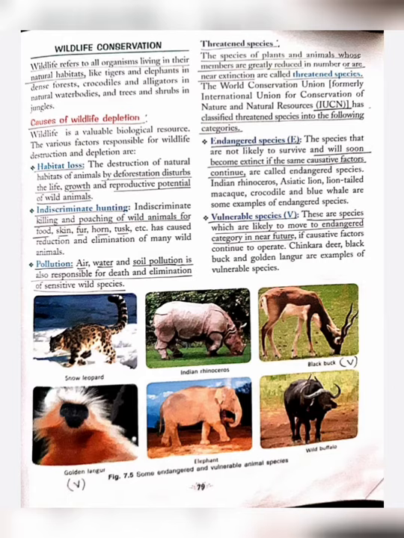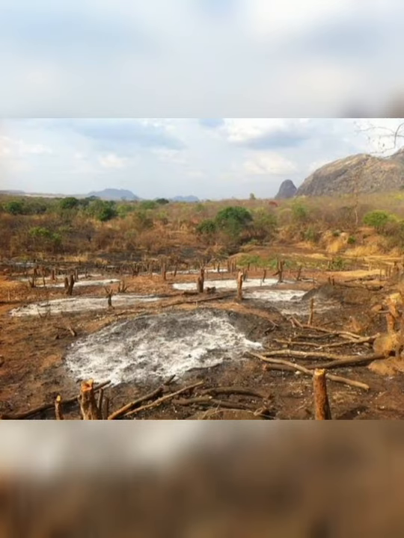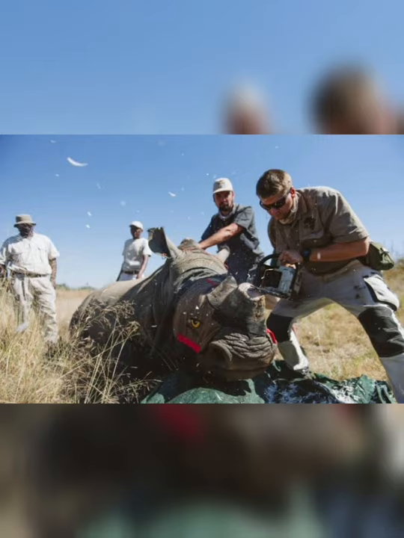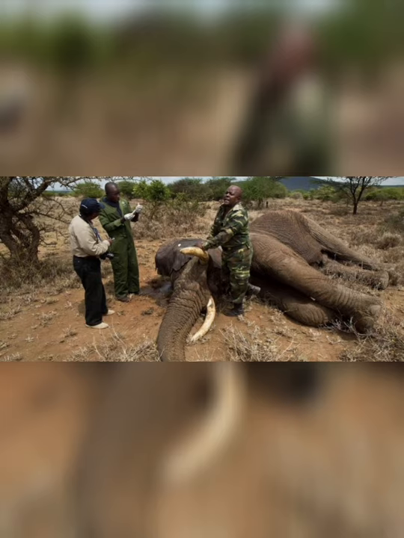Now we will discuss wildlife conservation, causes of wildlife depletion and how we can conserve our wildlife. Causes of wildlife depletion. First is habitat loss. The destruction of natural habitats of animals by deforestation disturbs the life, growth and reproductive potential of the wild animals. Indiscriminate hunting. Indiscriminate killing and poaching of wild animals for food, skin, fur, horn, tusk, etc. has caused a reduction and elimination of many wild animals.